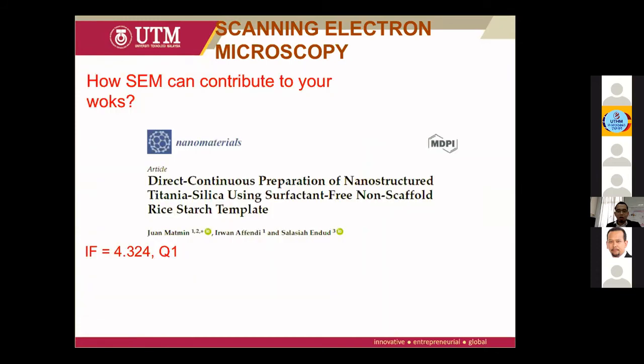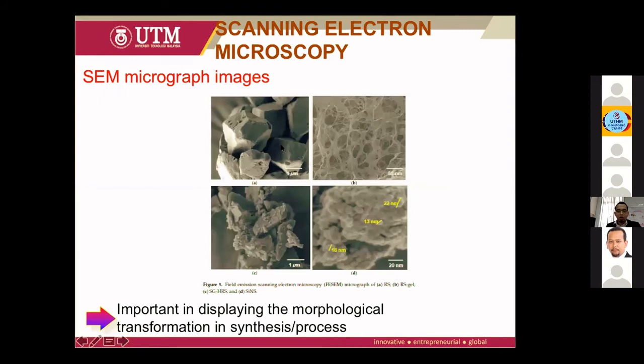Okay, how can SEM contribute to your work? This is a paper that discusses different structure formation. I use starch as a template to generate titanium silica without any use of surfactants. But I would like to monitor the direct, continuous preparation here. So the same image gives me the transformation from the rice starch here, and we gelatinize it. You have a gel, okay.